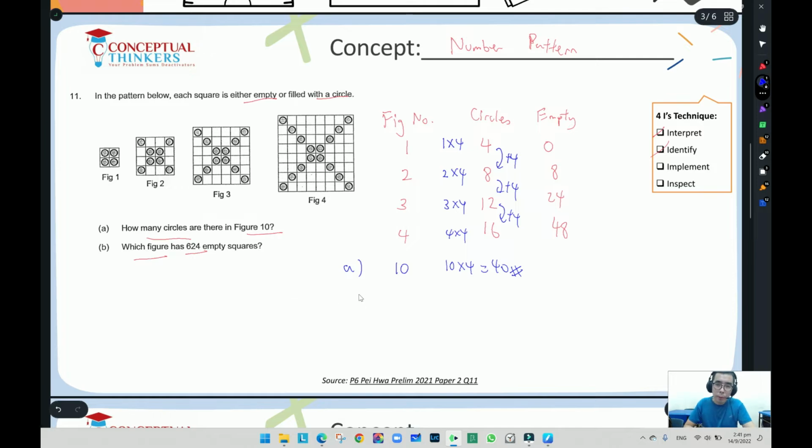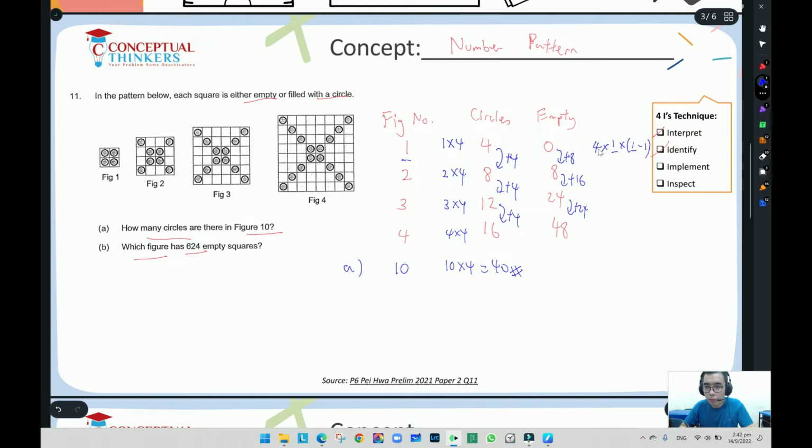Now for part B, it's getting a bit more tricky. From here you don't see any distinct pattern that we can look at. So we know that it will be 8, 16 and 24. What I was able to find out is they're going to do something like this. We're going to take 4, which is a constant, and multiply by the figure number, which is 1 here. Then we multiply by figure number minus 1.